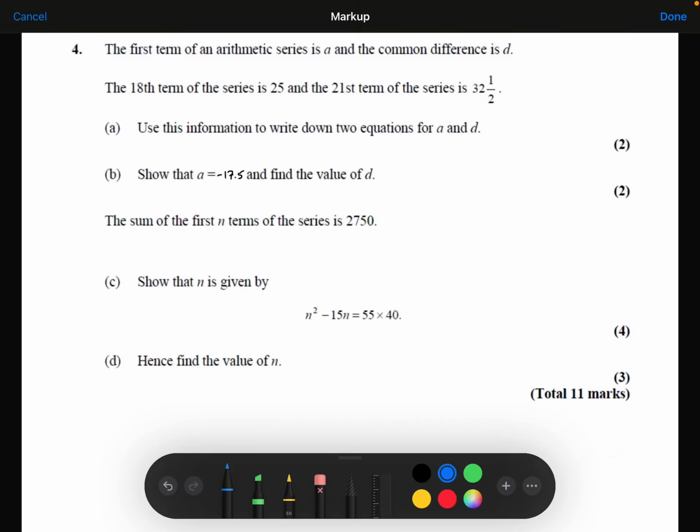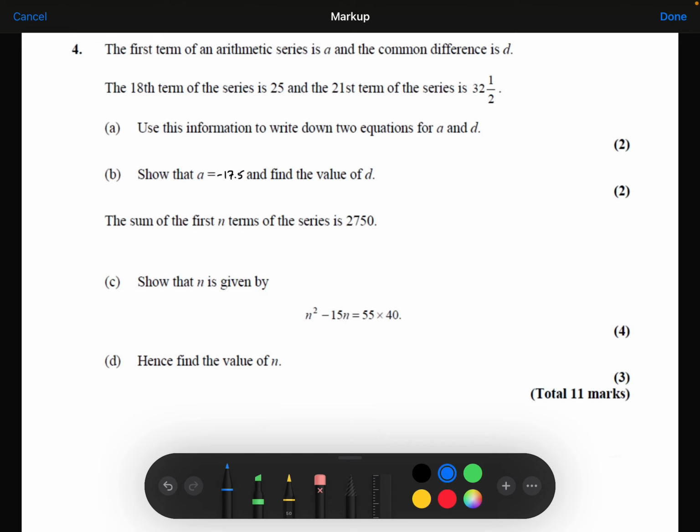The first term of an arithmetic series is a and the common difference is d. The 18th term of the series is 25 and the 21st term of the series is 32.5. Part A, use this information to write down two equations for a and d.